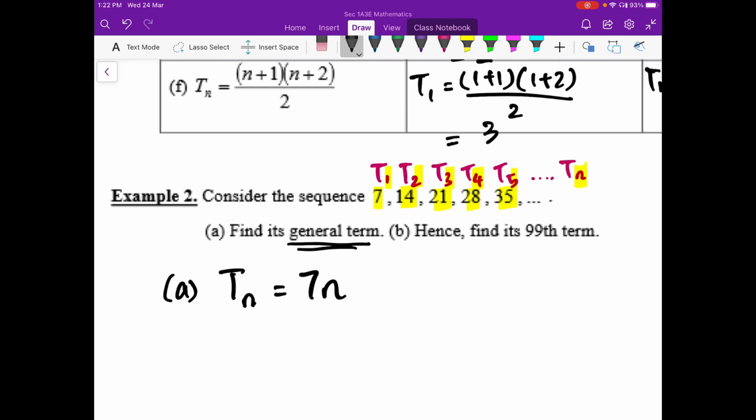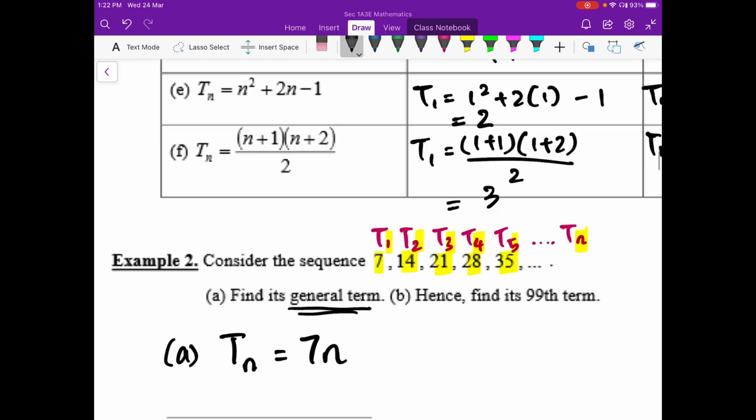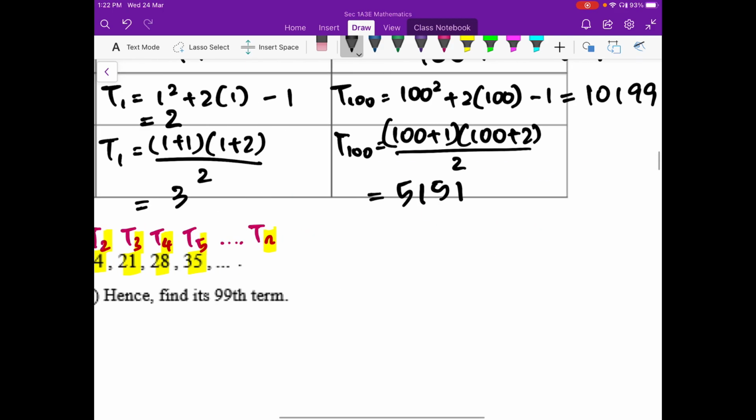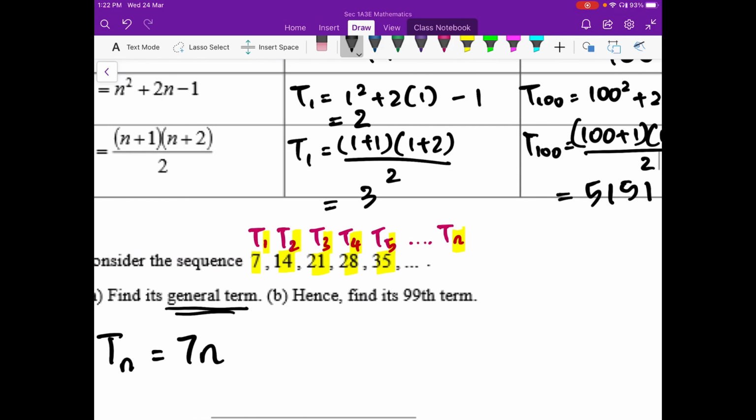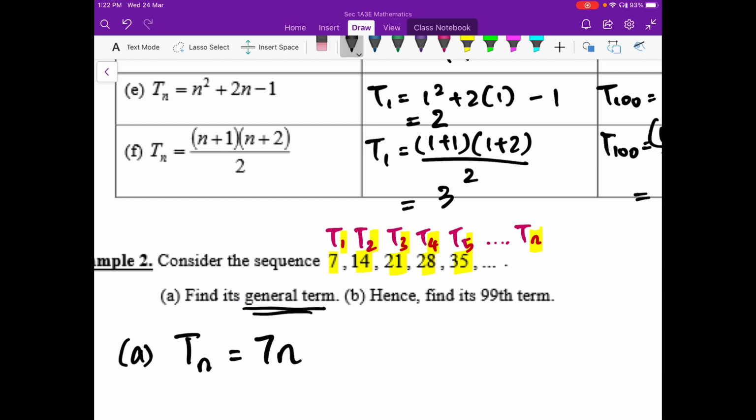Don't need to overthink things. Yes? I just realized that the formula can be simplified. You mean from 7n you can simplify it further? No, I meant the formula in example 1. What do you mean by simplified? Like you can do a shorter, another type. Show me after lesson.